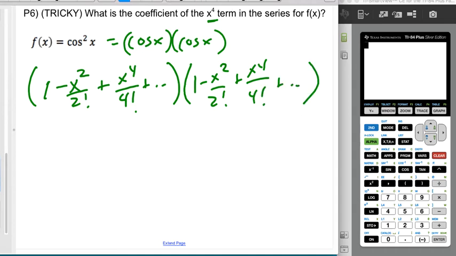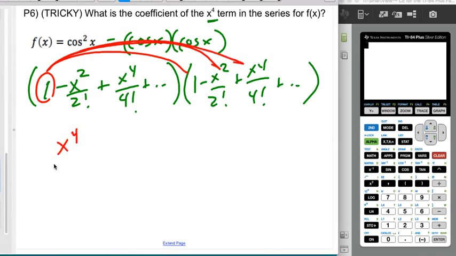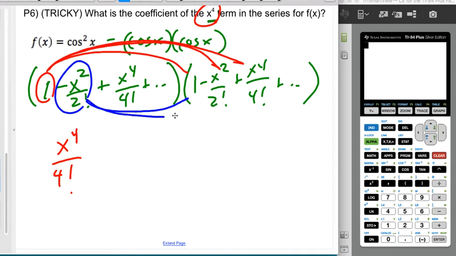Okay, so when you distribute, if you take this guy and distribute to him, that's not an x to the fourth. If you distribute to this guy, that's not an x to the fourth. If you distribute to this guy, that is an x to the fourth. So you're going to get an x to the fourth over 4 factorial, because the only thing I care about is x to the fourth. I could have done that on the last slide too. If I distribute this guy times this, that is not an x to the fourth, but this guy times this guy is an x to the fourth. It'll be positive because they're both negative.